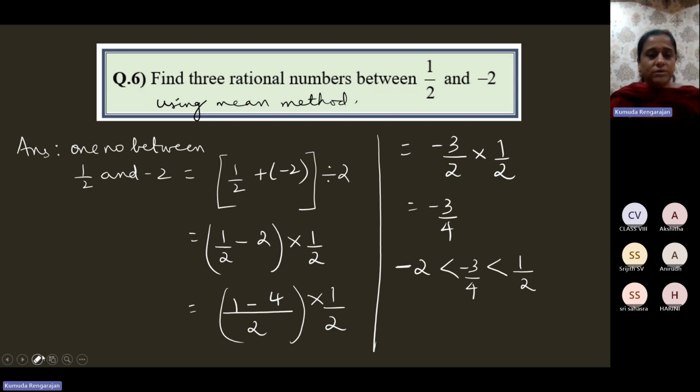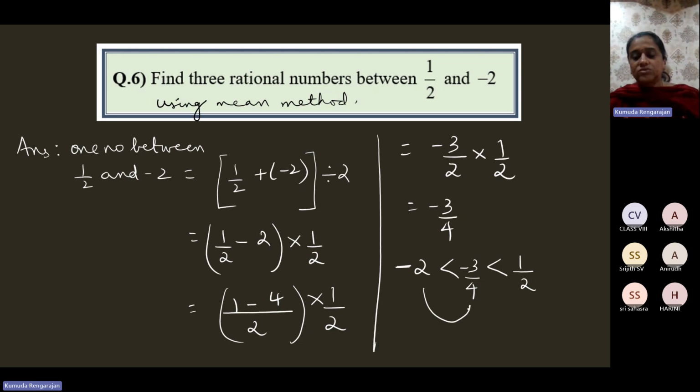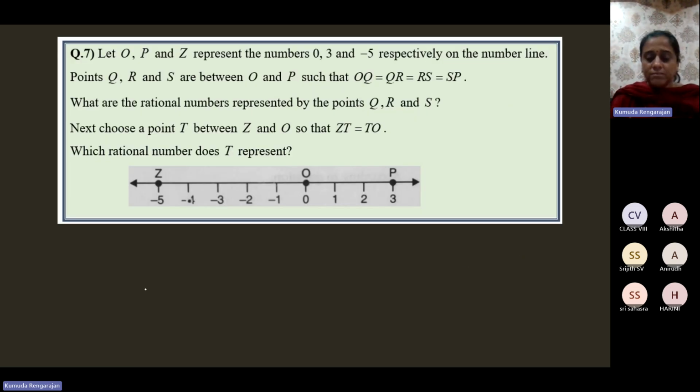Now next take two numbers. Any two numbers you can take. You can take these two. We'll find one number between these two. Okay. So one number.